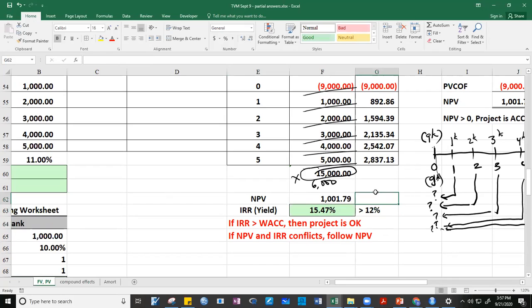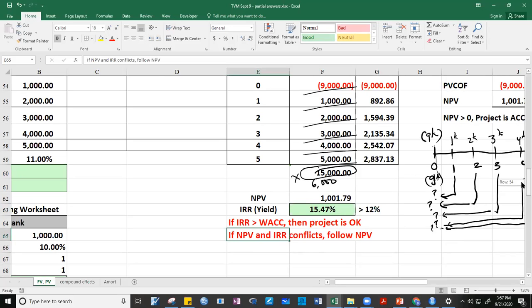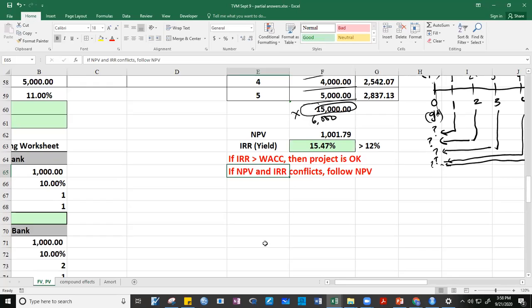Now sometimes nagko-conflict tong NPV at saka si IRR. Minsan okay kay NPV pero kay IRR hindi. Usually ganun yung nangyayari. Wala yung case na hindi okay sa NPV pero okay kay IRR. Hindi pwedeng ganun. Okay, when that happens, always follow this rule. If NPV and IRR conflicts, then always follow the NPV. Bakit? Kasi theoretically mas tama yung NPV. Okay, I'll show that next time.